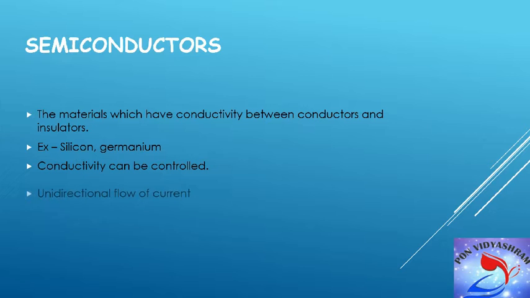Then the second property is the unidirectional flow of current. That is, in a semiconducting device, the current can flow in only one direction. So the current will be flowing in only one direction. These two properties, that is, the conductivity can be controlled and the unidirectional flow of current, play a very important role for the semiconducting materials.